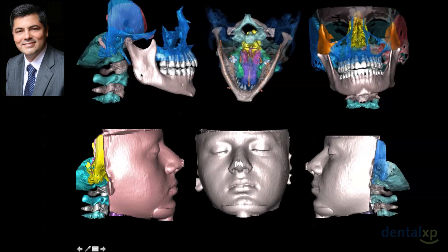As dentists, our training in reference to the cervical spine and the different vertebrae of the neck has been very limited. And the reality is that there is a direct connection of this mandible to the hyoid bone and from the hyoid bone to the cervical spine.